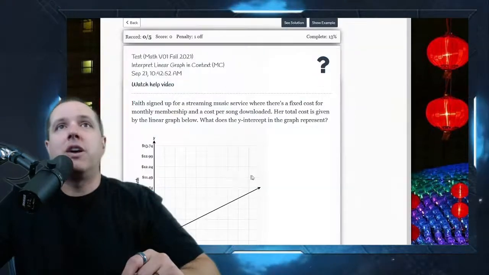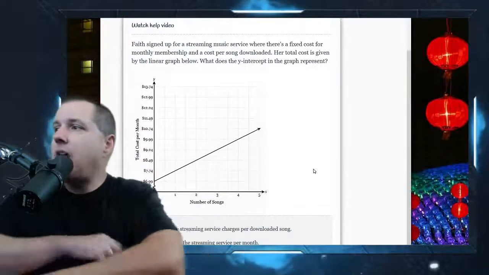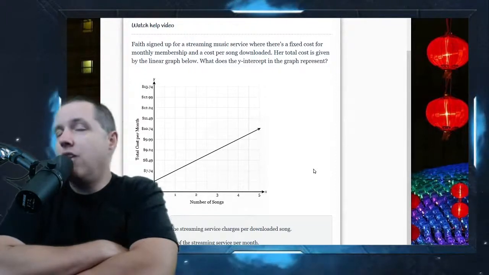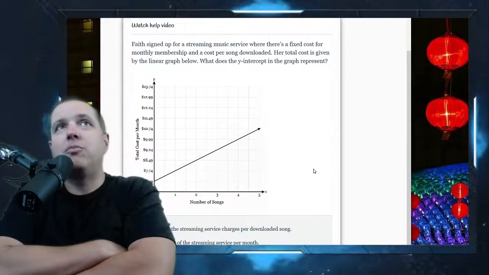Oh, linear graph in context. Here we go. So now you're looking at the graph. You don't have the equation like we had a minute ago. Now you're looking at the graph. Another really good exercise to get you to interpret what's going on here.